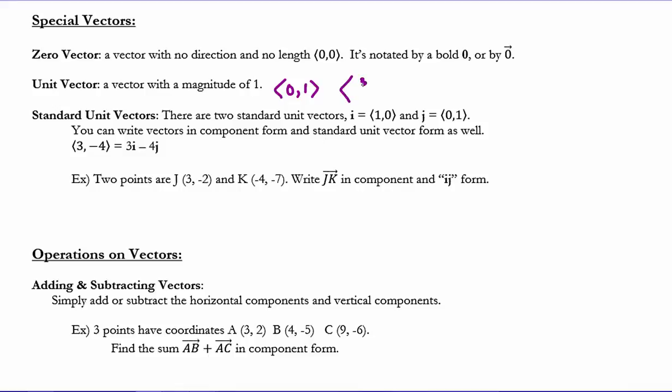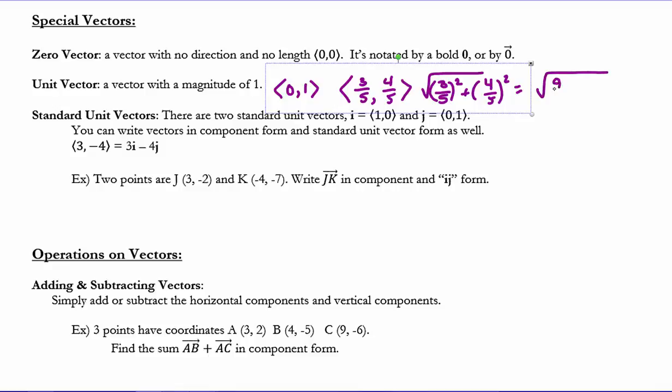Another unit vector would be the vector 3/5, 4/5, because if I take that and look at the magnitude, I have the square root of 3/5 squared plus 4/5 squared, which is the square root of 9/25 plus 16/25, which is 1. That's a unit vector. Now, there are standard unit vectors. There's one called the i vector, which is the vector 1, 0, and another one called the j vector, which is 0, 1.